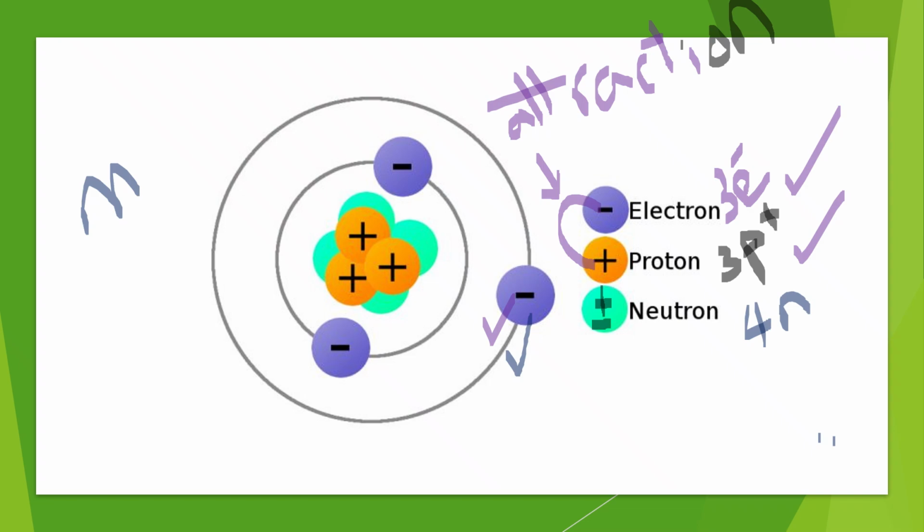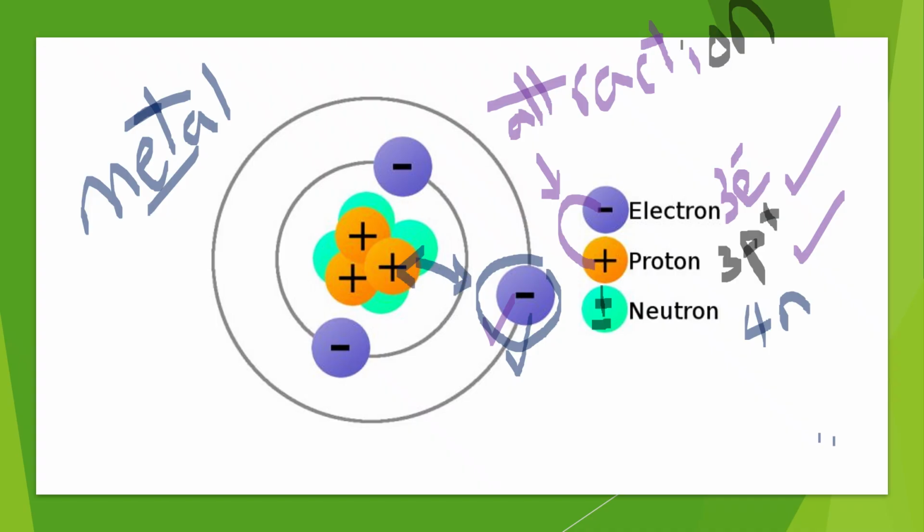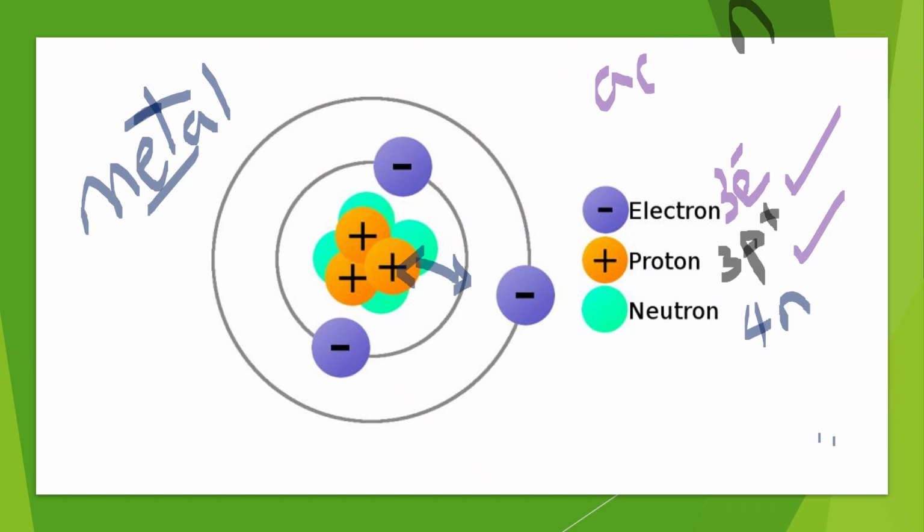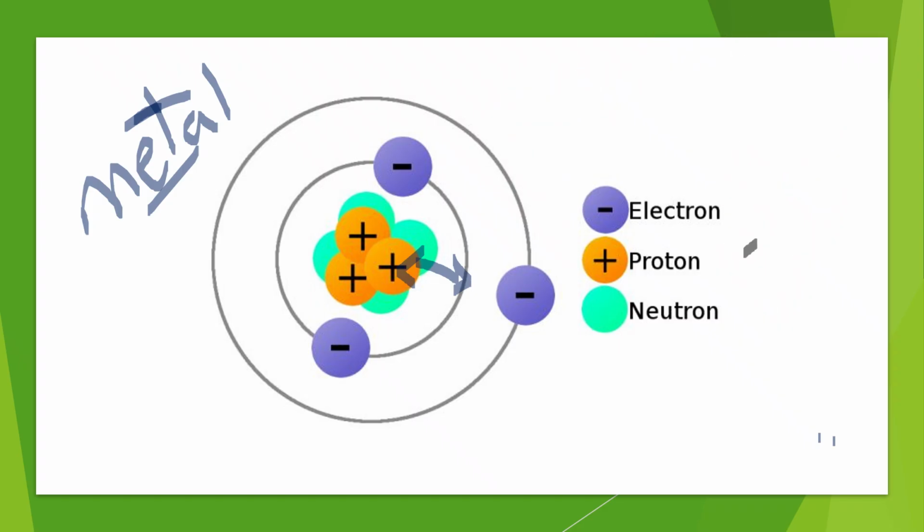A metal element has a small number of electrons in the outer level. In the last level, I have 1 or 2 or 3, I mean less than 4. So metals are electric conductors. Why? Because the attraction force between the electrons and protons is weak. Here we have a weak attraction force, which gives this electron the chance to move freely. So metals are characterized by the presence of free electrons in their outermost energy level.